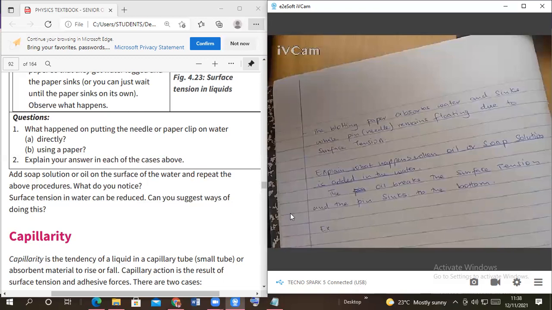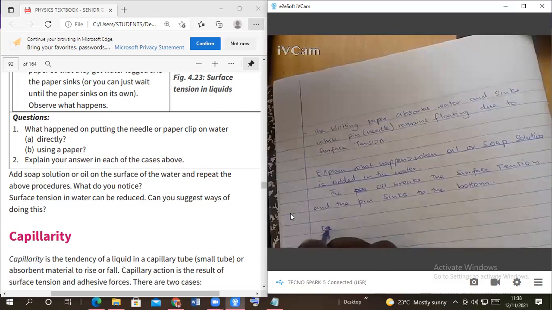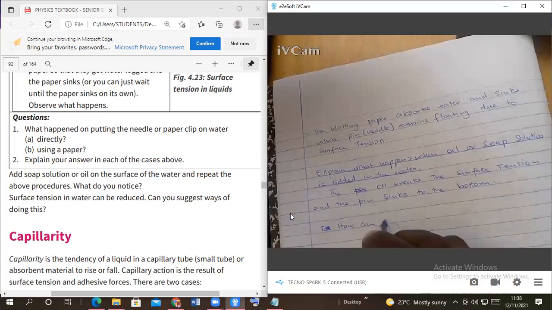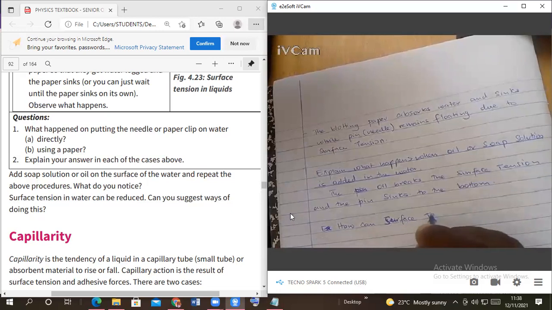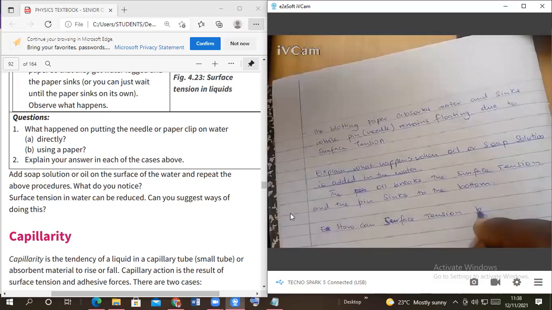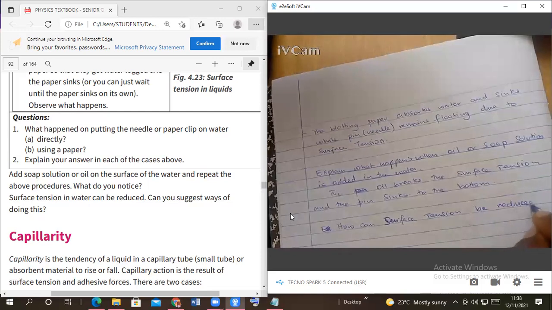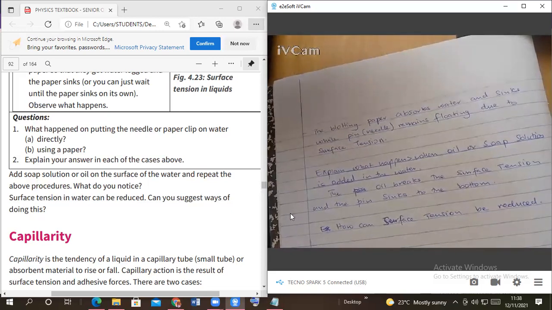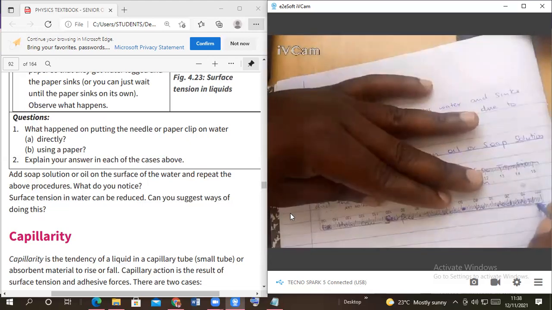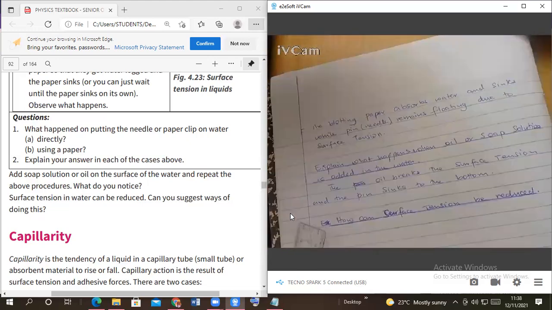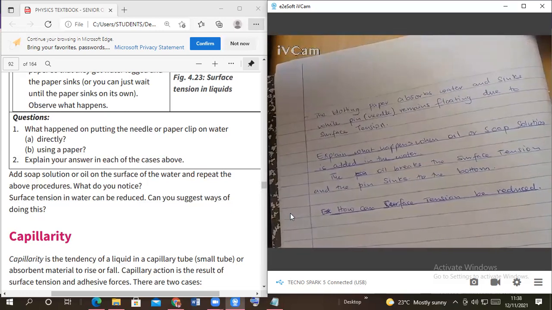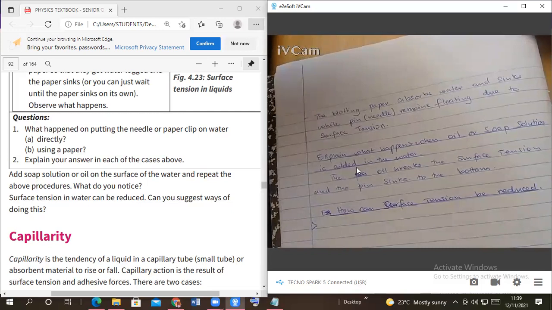So surface tension, how can surface tension be reduced? Let us write that question. How can surface tension be reduced? If you have a question, you can ask, but let us see, how can you reduce surface tension? Who can tell us? Who knows the answer?